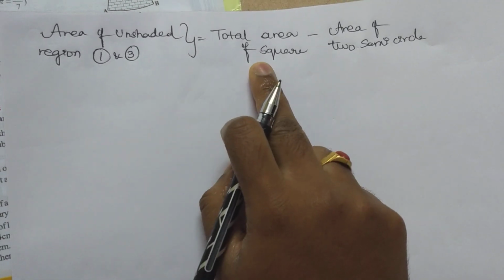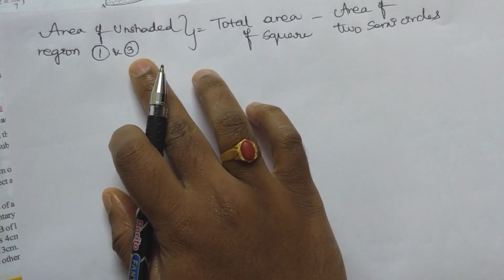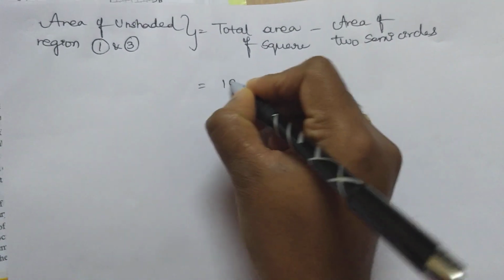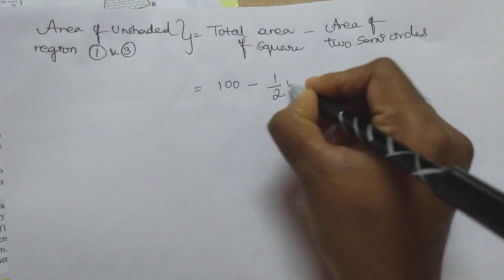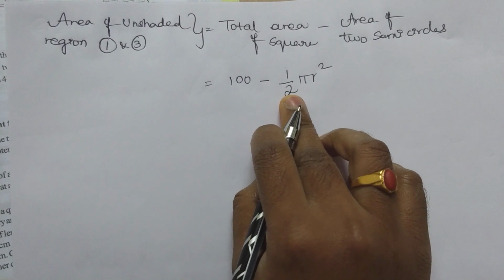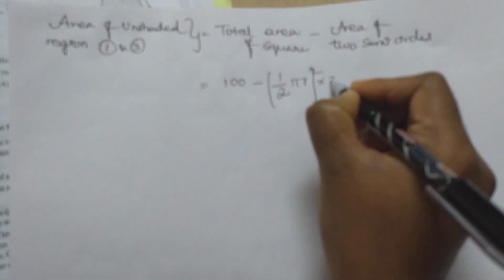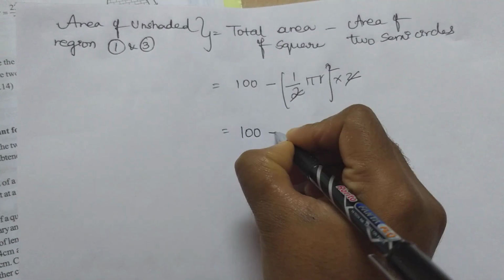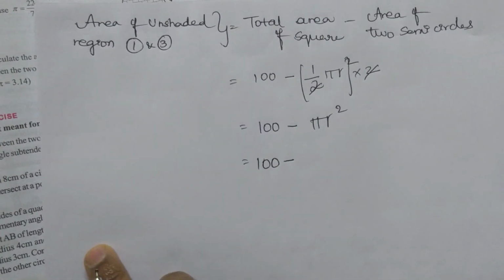Yeah, see here, total area of square minus area of two semicircles. This is the formula from the diagram which we got. So total area of square, we found it as how much? It is 100 square centimeters minus area of two semicircles. For one semicircle, the formula is 1 by 2 pi r square. For two semicircles, it is nothing but into 2. So 2 and 2 will be cancelled off, minus pi r square. So 100 minus, in the place of pi, what do we need to take? Let's see in the question here.